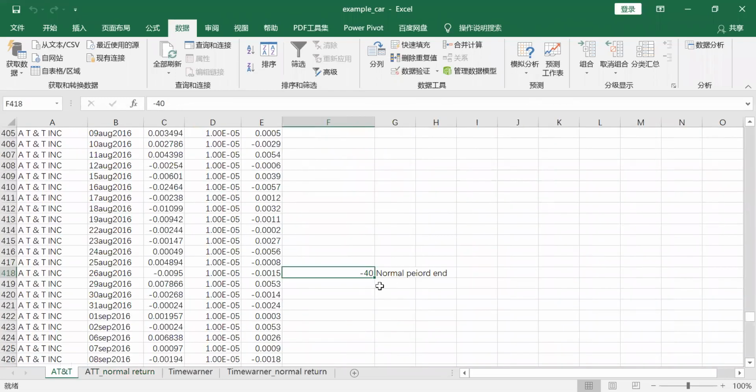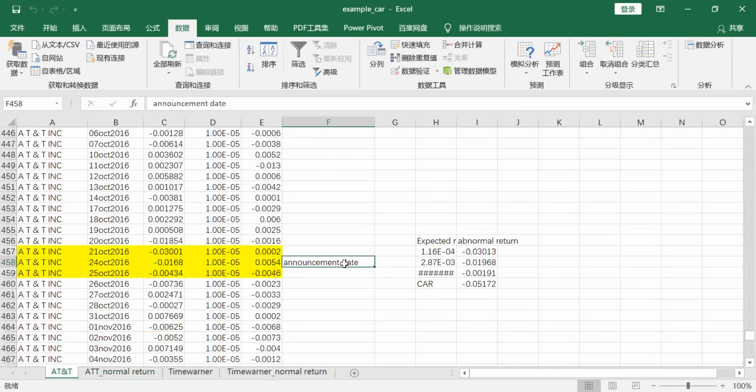Back to this tab. This is the announcement day, October 24th. October 21st will be the -1 date. So remember, -1 and +1 are trading days. The 25th is the +1 day, one day after the merger announcement. Now this announcement date, this is the market risk premium.